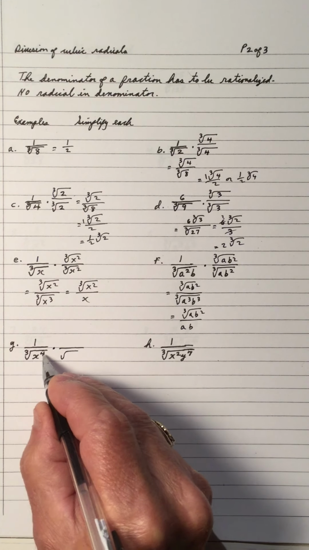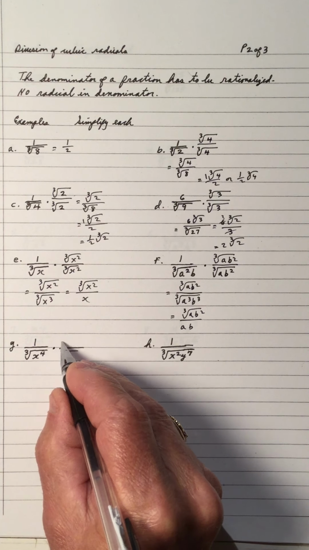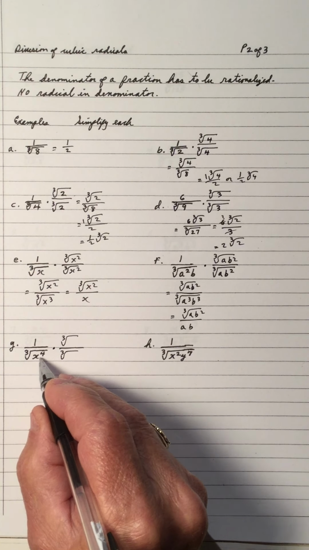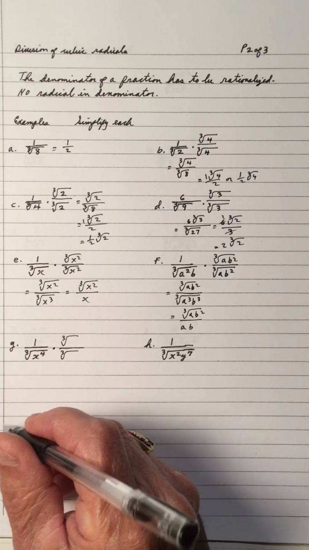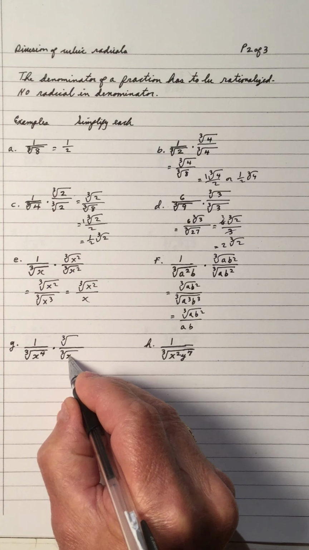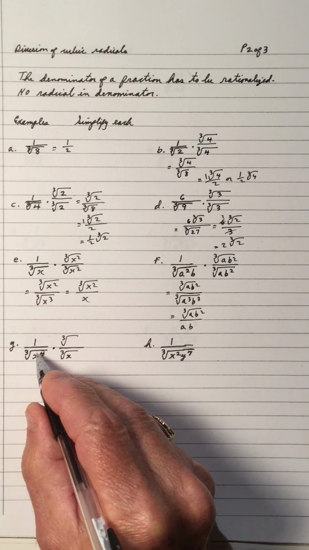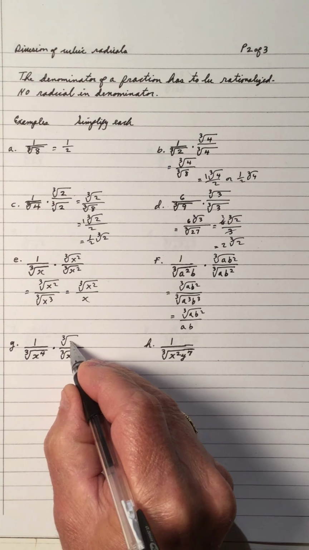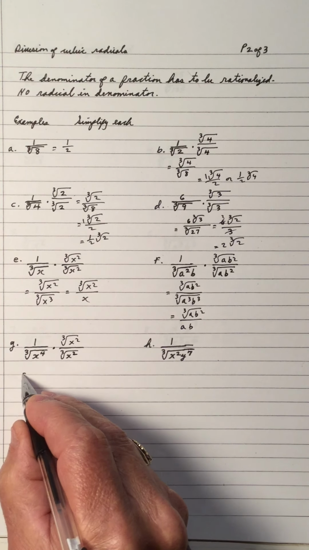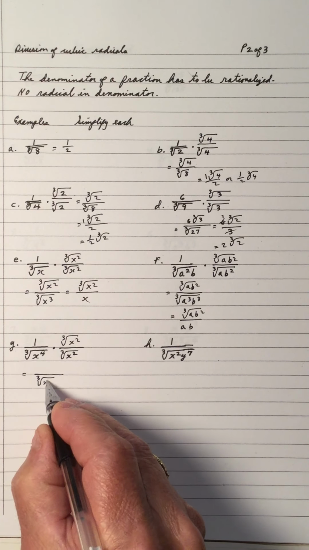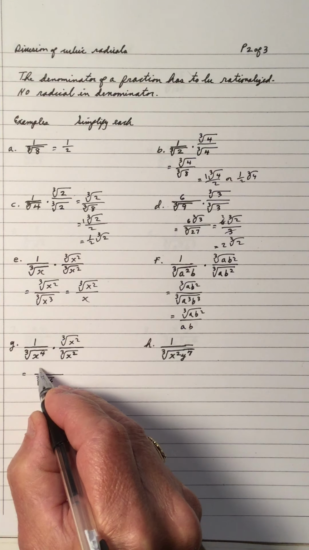I have to have a cube. That's not a perfect cube. So I have to do cube root. I have 4 x's, so I need to get to the next multiple of 3, which is 6. So I need an x squared. Why do I need an x squared? Because that gives me the cube root of x to the 6th.